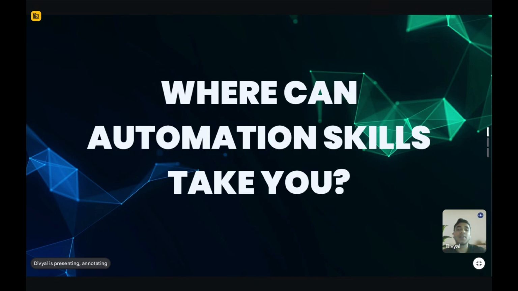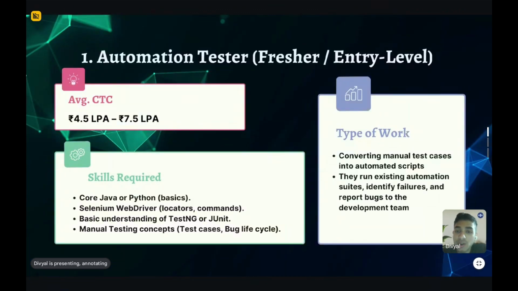So let's get started. Let's see the first entry role which we can get as an automation tester. You can see the average CTC here is around 4.5 to 7.5 LPA. This is CTC and not in hand. In hand is always less compared to the CTC. I'm just sharing that, because before joining any company you need to know this.